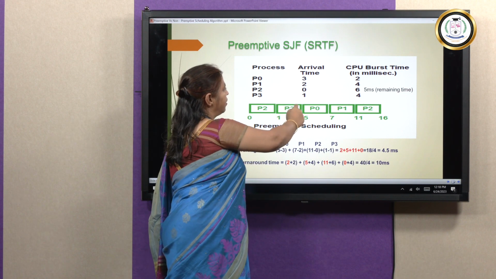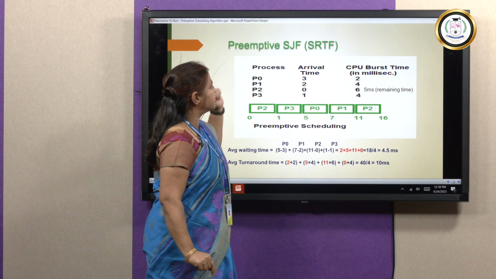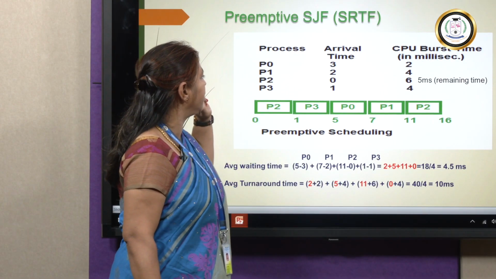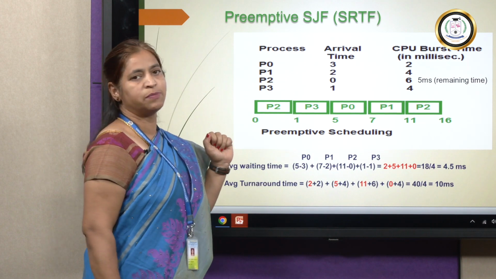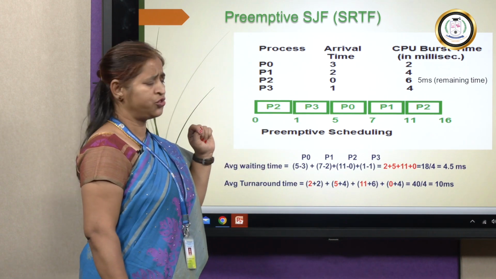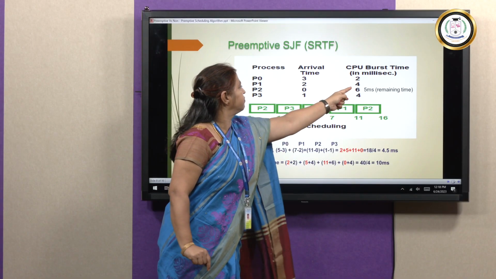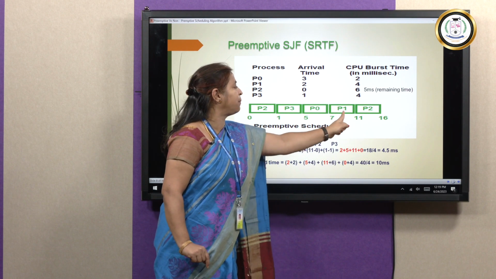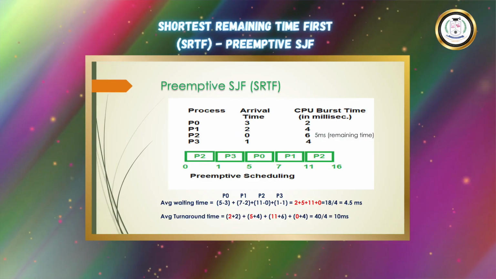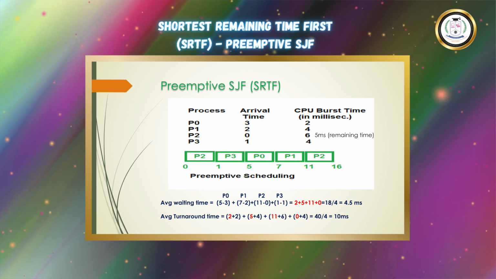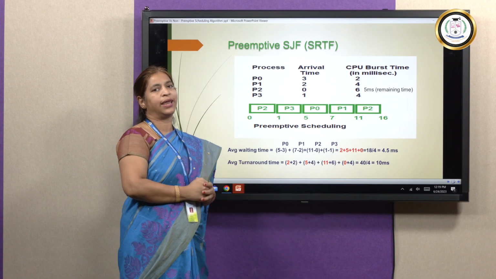Once P3 is over, by the time P0 would be in the queue, and P1 and P2 would also be in the queue. Comparing them, P0 has 2 milliseconds as burst time. So P0 is given the chance. Now the CPU is given to P0. After 2 milliseconds are over, P1 is given, because of its 4 milliseconds. Next P2 is given. The concept here is we compare the remaining time and the incoming process burst time. Whichever is lesser, we allocate accordingly.